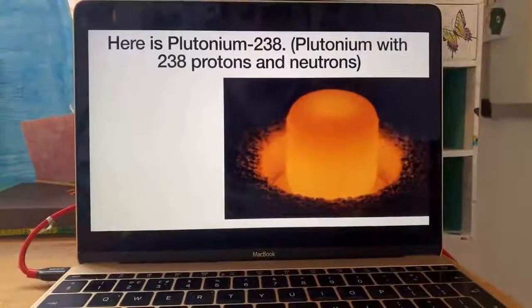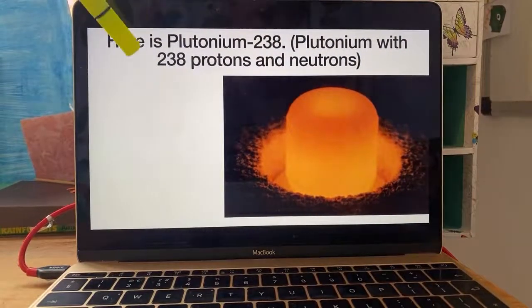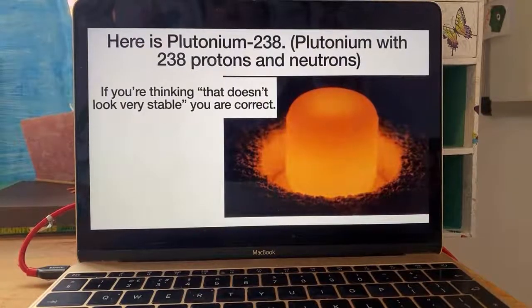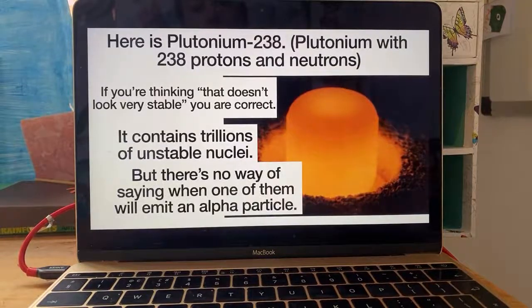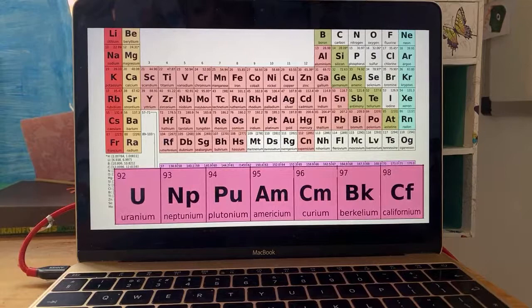Here is a radioactive material. This is plutonium-238. That means it's plutonium and it's got 238 protons and neutrons mixed together. If you're thinking, that doesn't look very stable, you are correct. It contains trillions of unstable nuclei, but there's no way of saying when one of them will emit an alpha particle.